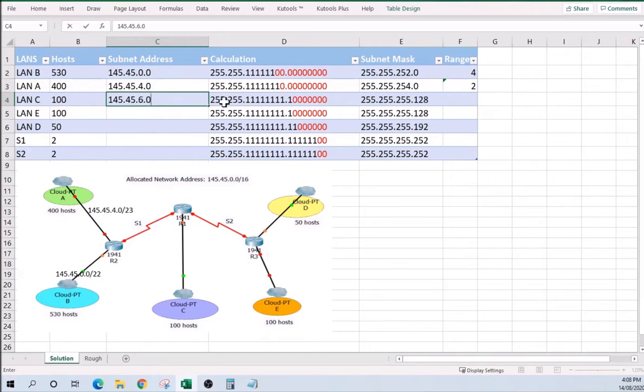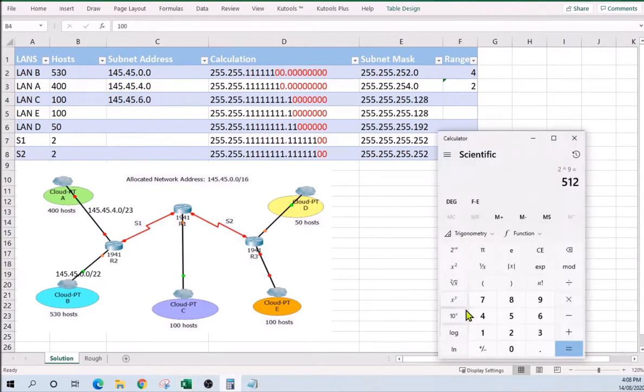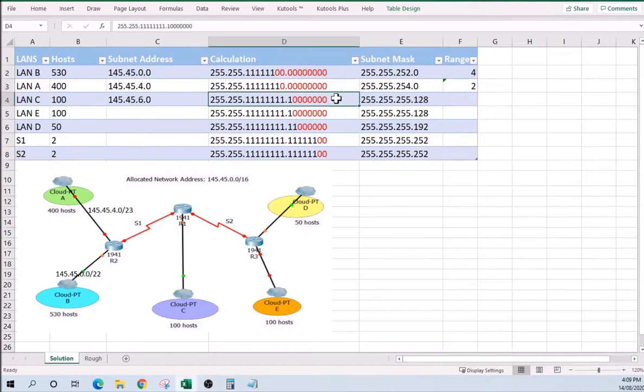145.45.6.0. So to find the subnet mask for LAN C, how many hosts do we have to accommodate? That is 100. Let's see how many bits we need. 2 to the power 6 is 64, which is less than 100, so we have to go one more. 2 to the power 7 is 128, more than 100. So I'm going to take 7 bits from the rightmost octet.